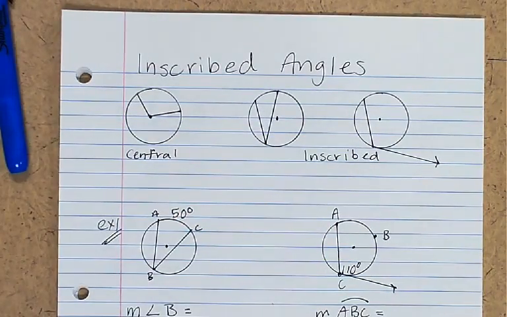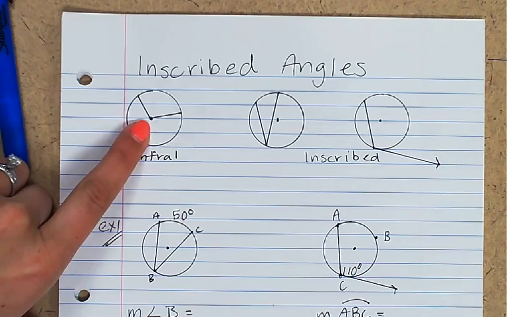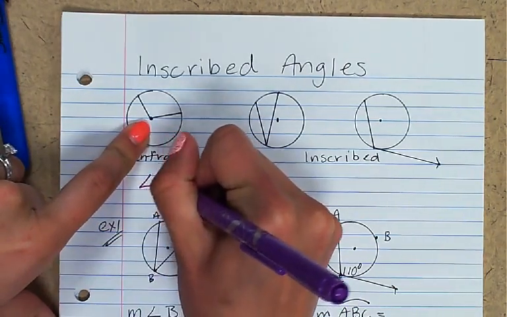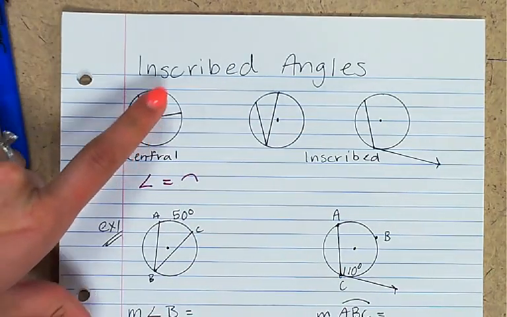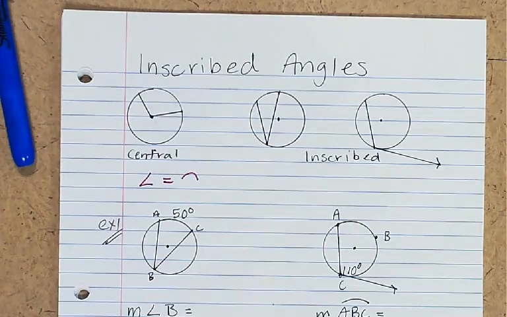When you have a central angle, that's your angle and its vertex comes from the center of the circle. When you have that, your angle measure equals your arc measure. So if this was 35, this would be 35. If this was 50, this would be 50 degrees.